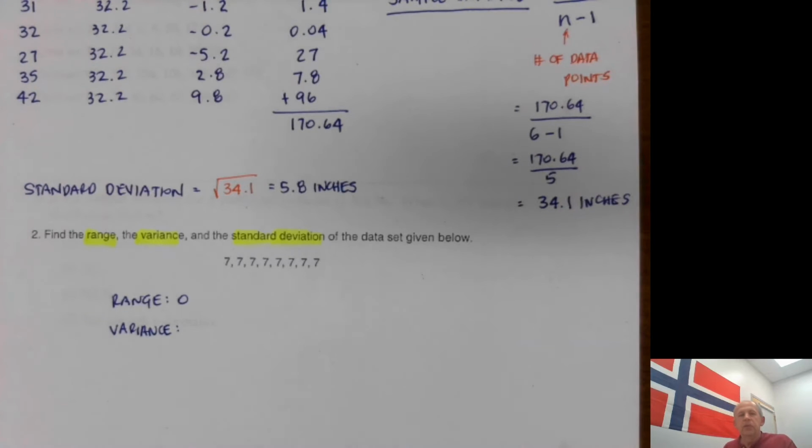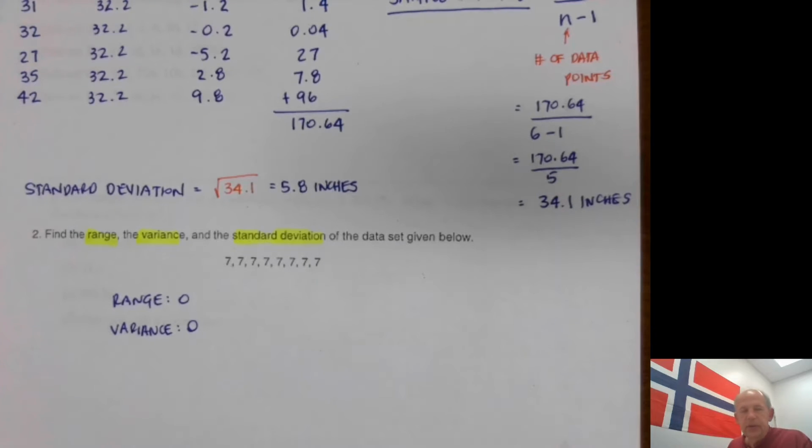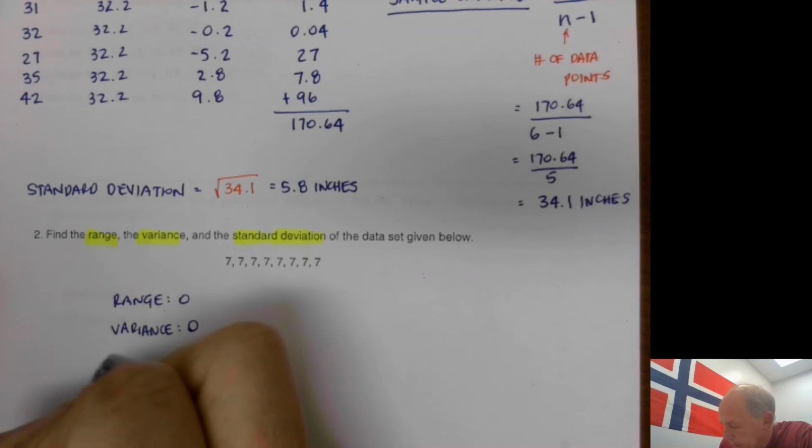My sample variance. The average number of cigarettes is 7, and each smoker is 0 cigarettes away from the average. That's also 0. I don't have to calculate anything. That data is tight. There is no spread.